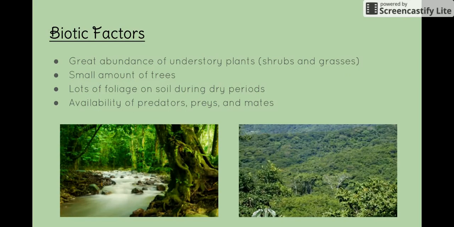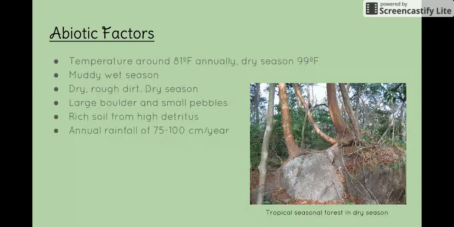So the biotic factors are that there is a great abundance of understory plants, which are shrubs and grasses, a small amount of trees, lots of foliage on soil during the dry periods, and an availability of predators, prey, and mates. And here we have the abiotic factors of tropical seasonal forests.